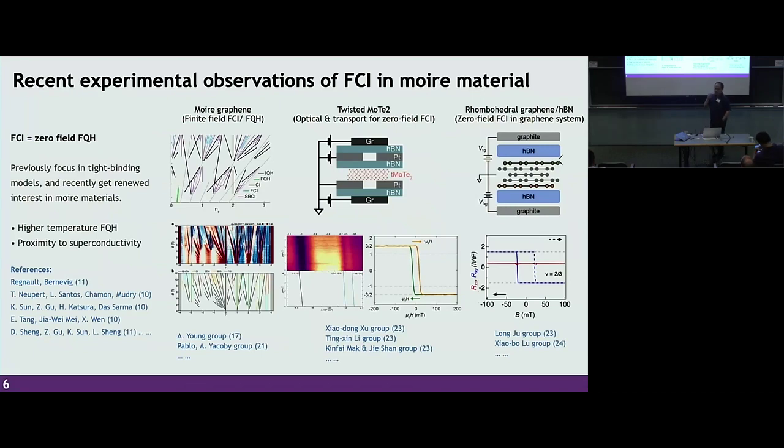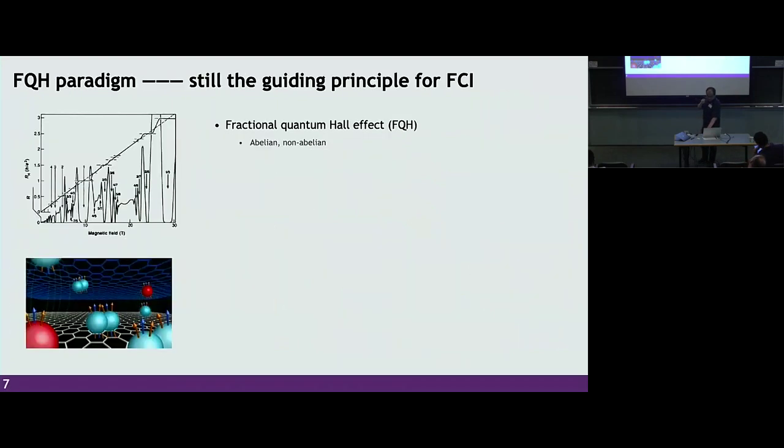And since last year, there has been a lot of progress from both optical measurements and transport measurements that confirm fractional topological insulators in twisted MoTe2 material, and also multilayer graphene in contact with hBN. So the fractional quantum Hall is still one of the most important guiding principles for designing fractional topological insulators in Moiré materials. So let me review the fractional quantum Hall a little bit.